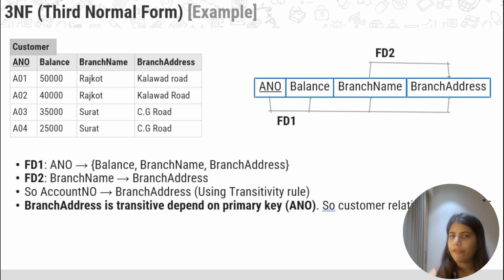So in functional dependency 1, we can see that account number determines balance, branch name and branch address. What is functional dependency 2? That branch name can determine the branch address. So account number can determine the branch address also using the transitivity rule. So branch address is transitively dependent on the primary key account number. So the customer relation is not in 3NF.